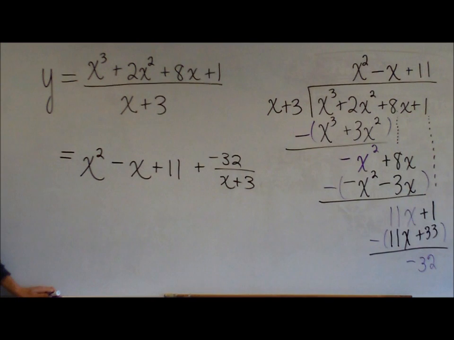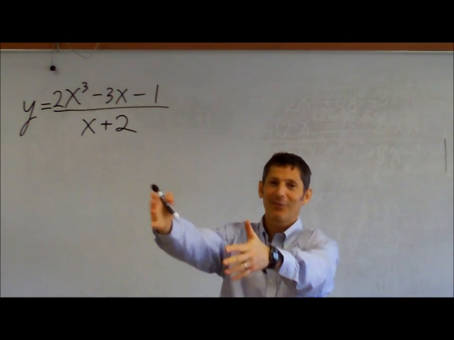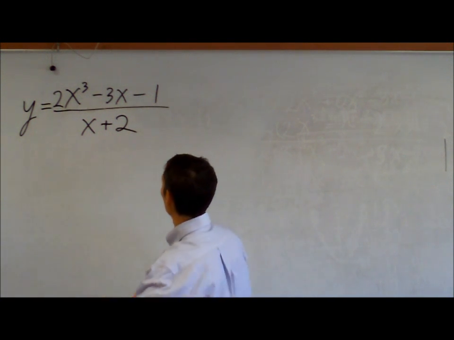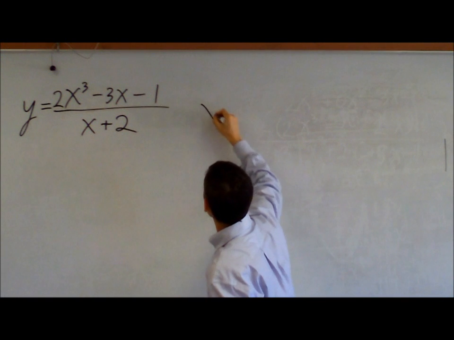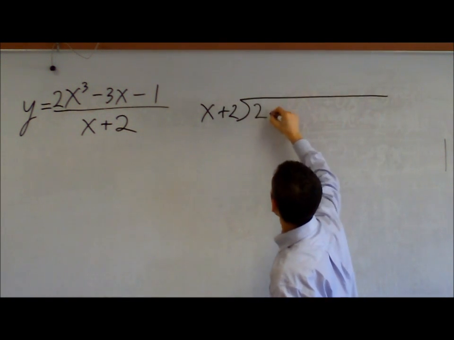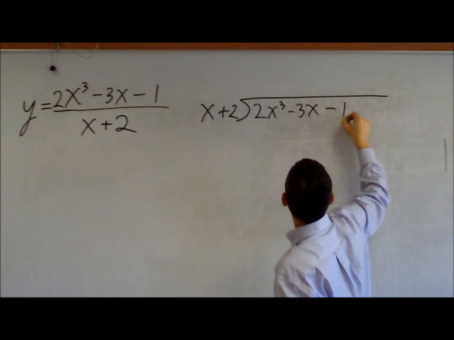And there we have it. So we're going to do one more of these bad boys, and again I have my able-bodied assistants. Great. So I'm going to divide x plus 2 into 2x cubed minus 3x minus 1.